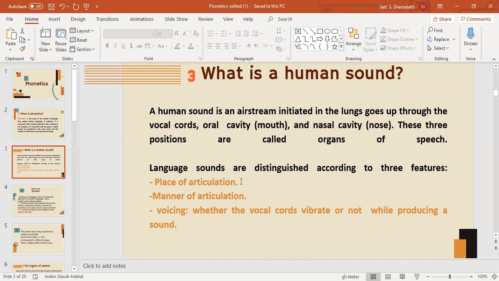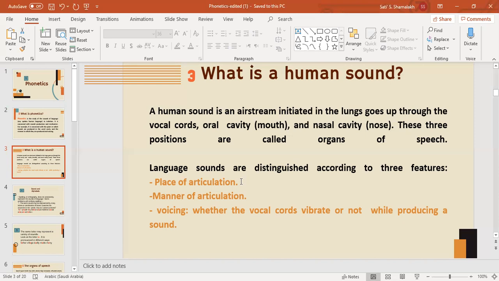And manner of articulation, the second point, means how do we release air. For example, when I say B, it is pronounced when I let the air come out of my mouth suddenly. B, b. I open my lips. B. This is called a plosive sound, يعني الصوت الانفجاري اللي بتطلق الهواء منه فجأة.